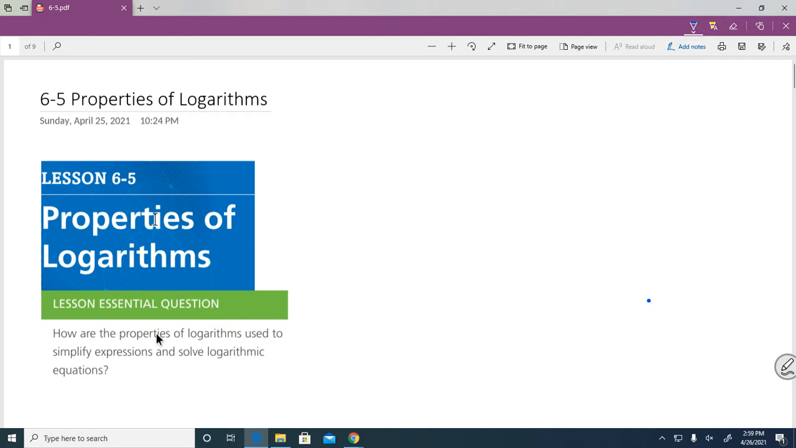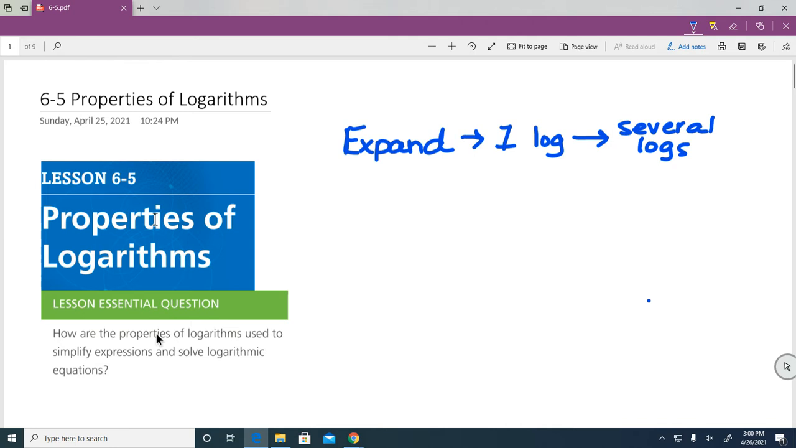If you are asked to expand, that means you are going to take one log expression and change it to several log expressions. If you're asked to condense, that's where you'll take several log expressions and you'll condense it into one log expression.